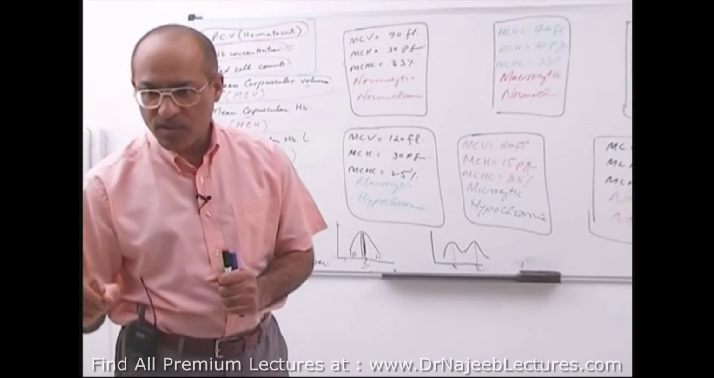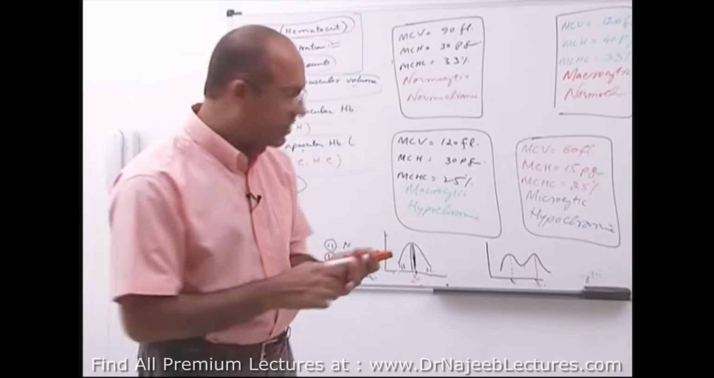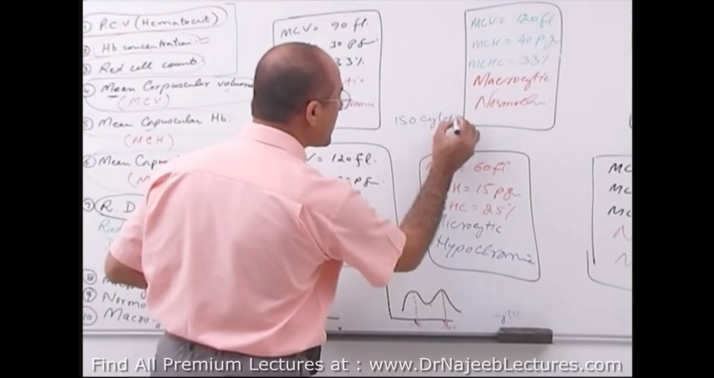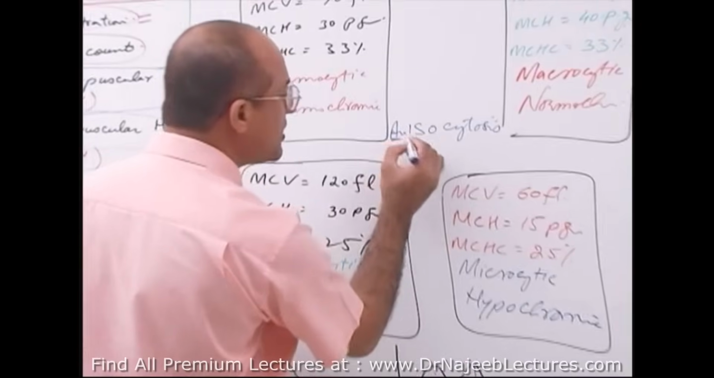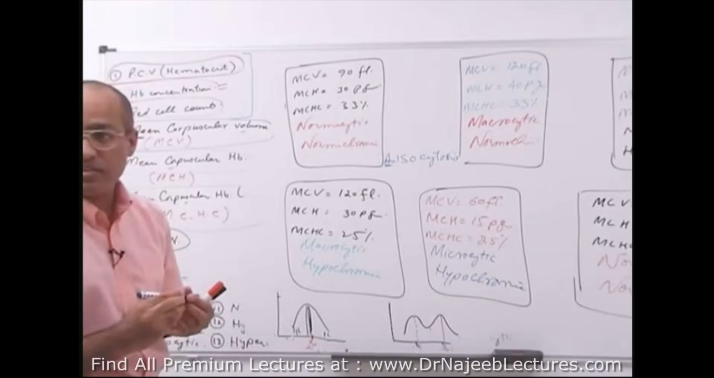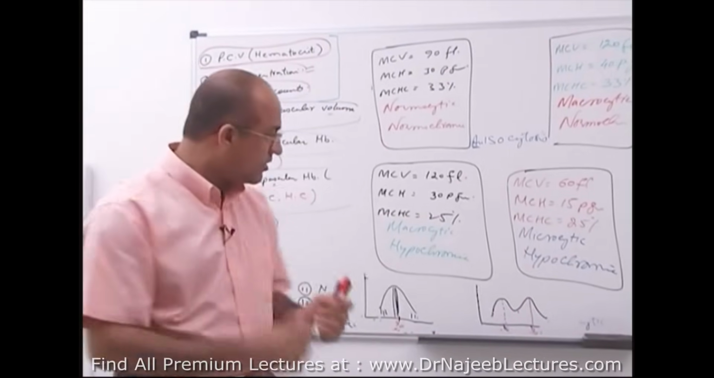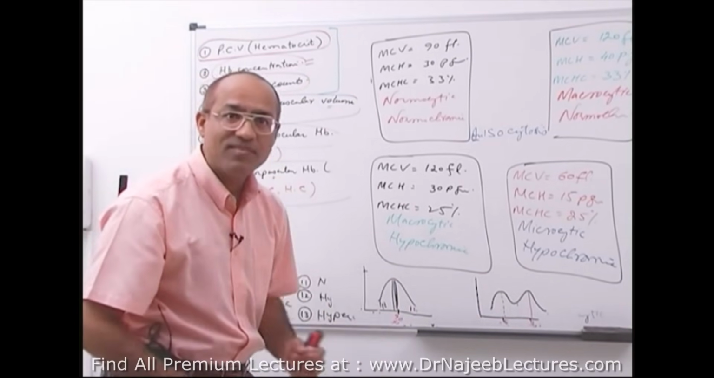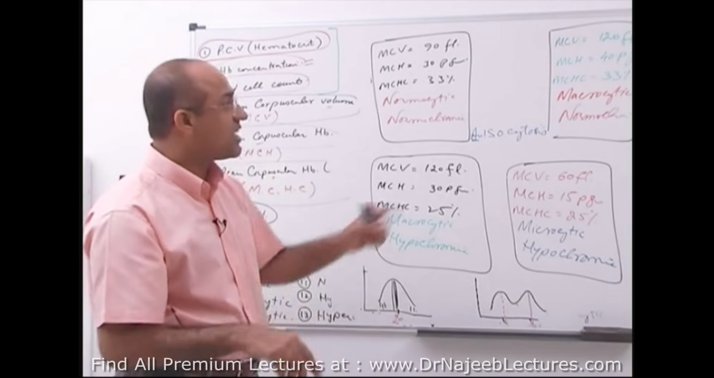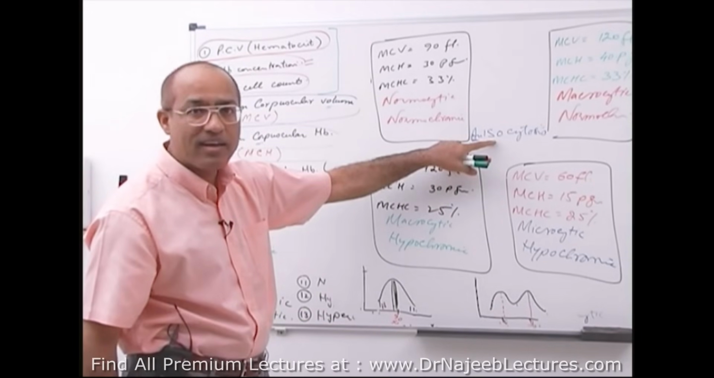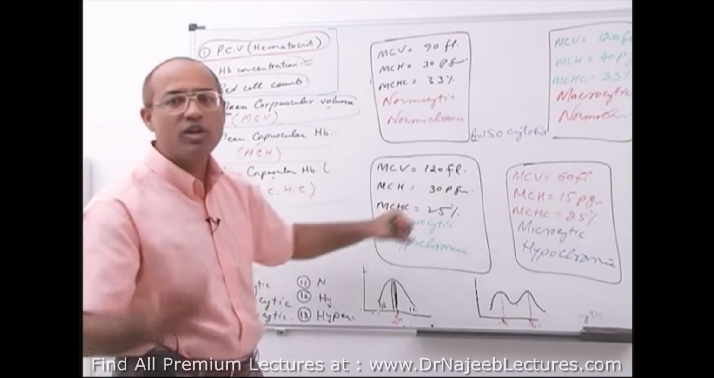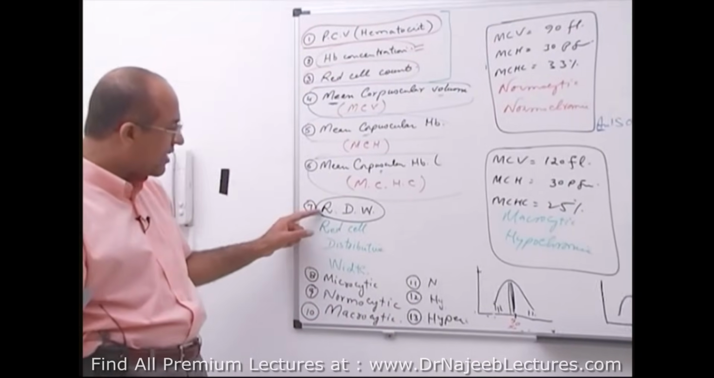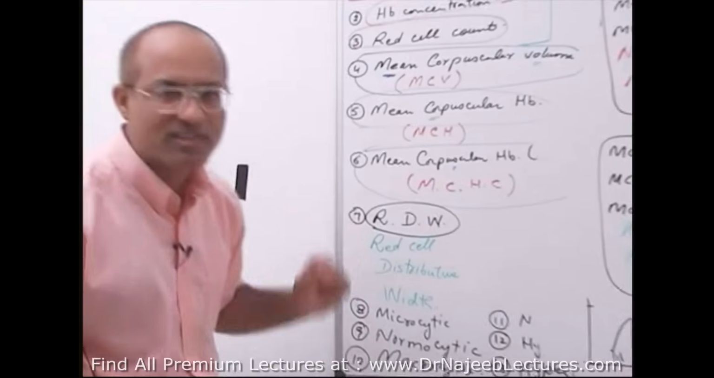What is there? Anisocytosis. Iso means same. Isocytosis means same size. Anisocytosis means RBCs are not having the same size. So if someone has this very wide curve, it means some RBCs are very small and some are very large. So we say he is having which problem? Anisocytosis. Or simply, in modern terms, we say the patient has increased red cell distribution width.